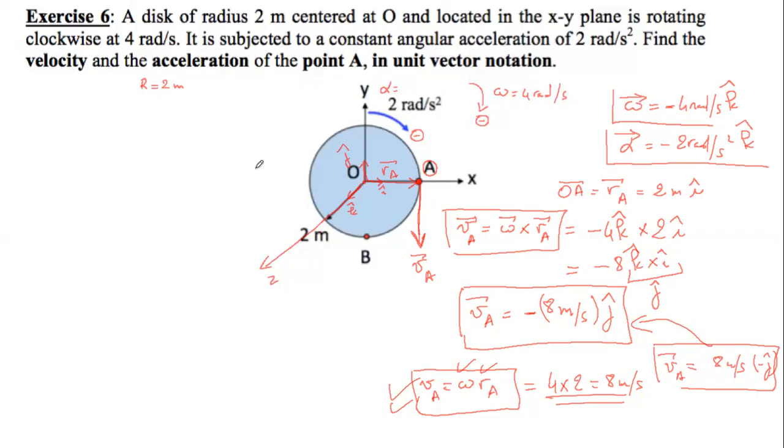Great. Now let's move to the next question, which is the acceleration at point A. You can use a formula also. You can say the acceleration at point A is the derivative of the velocity at point A with respect to time, which is the derivative with respect to time of omega cross r. If you remember this, we already solved this actually. This will give you alpha cross r minus omega squared r.